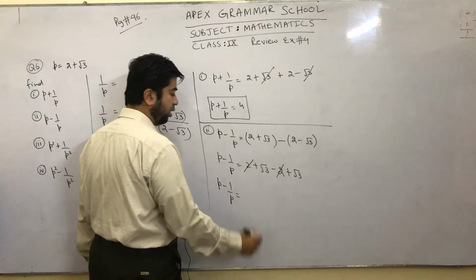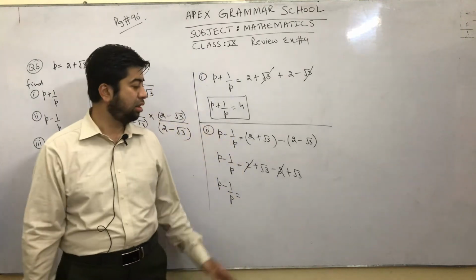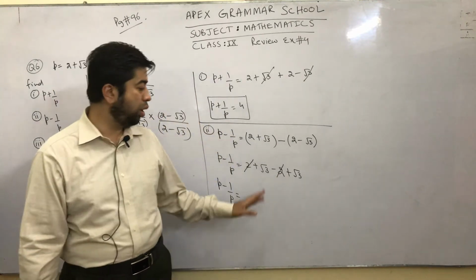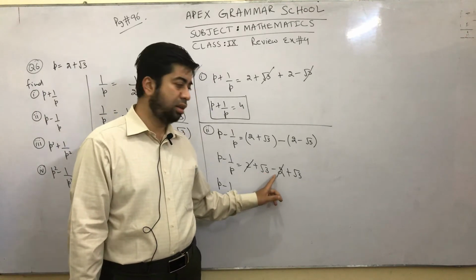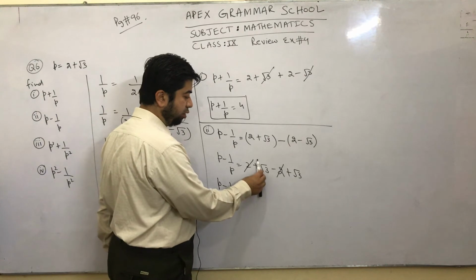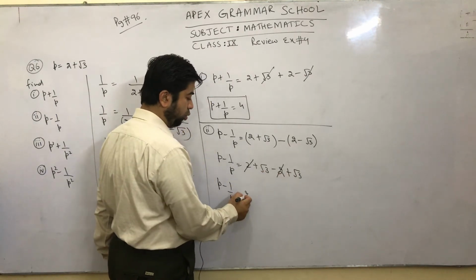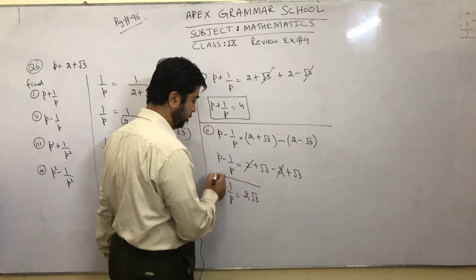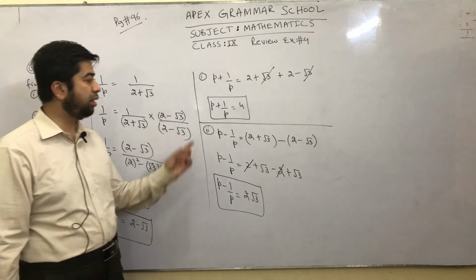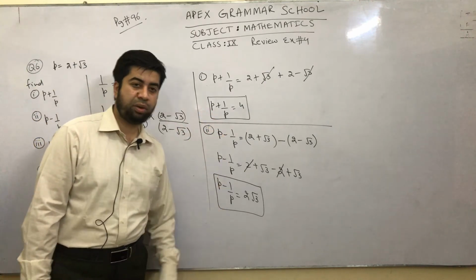So what will be the answer of square root 3 plus square root 3? Is the answer square root 6? No. You have to just add the coefficients of them. What is the coefficient of this square root 3? That is 1. And this square root 3, that is 1. So 1 plus 1, that is 2 square root 3. Now you have p plus 1 over p and p minus 1 over p.